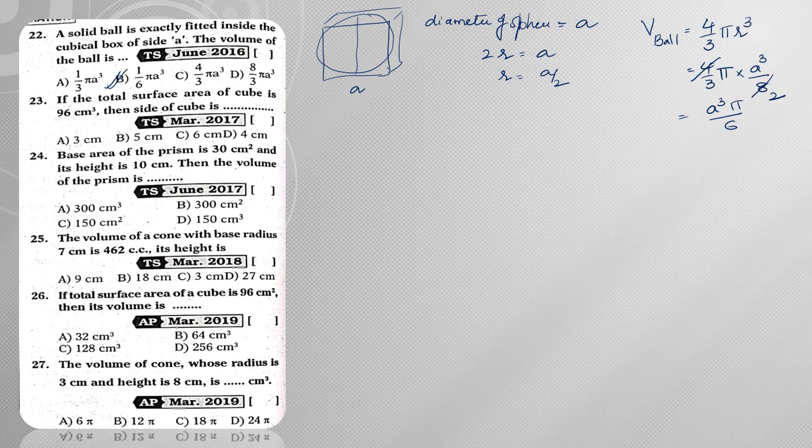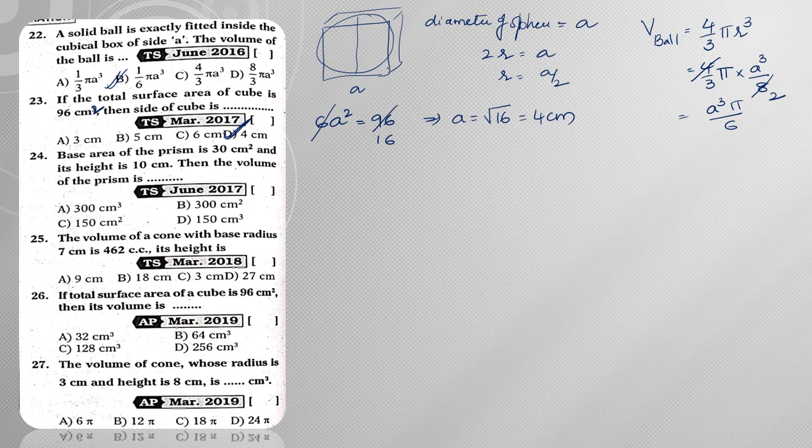Right. Next, question number 23. If the total surface area of the cube is 96 centimeters square, then the side of the cube is? If you observe this carefully, the total surface area of a cube is given by 6 times a square, which is given as 96 centimeter square. In the 6 table, 6 ones are 6, 6 6s are 36. So a is equal to square root of 16, which is equal to 4 centimeters. Hence, the answer is 4 centimeters.